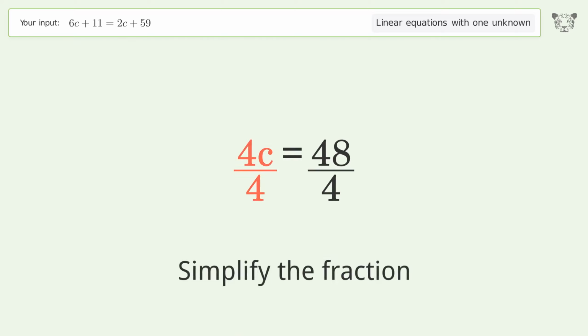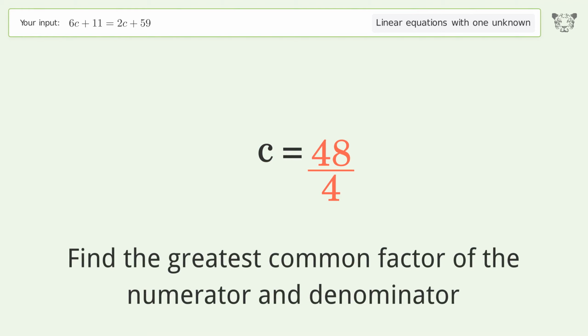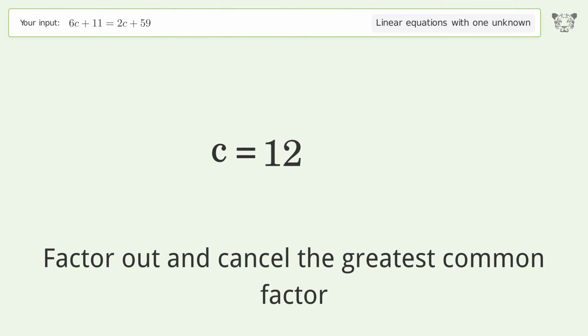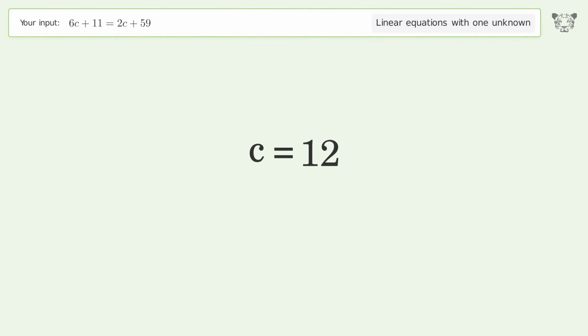Simplify the fraction. Find the greatest common factor of the numerator and denominator. Factor out and cancel the greatest common factor. And so the final result is c equals 12.